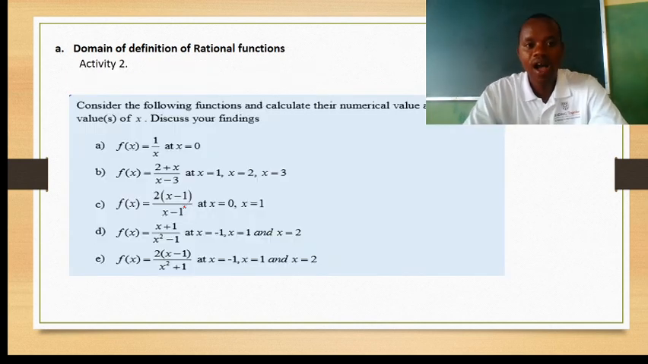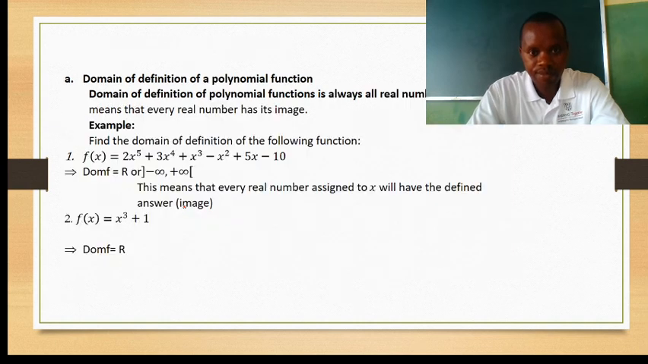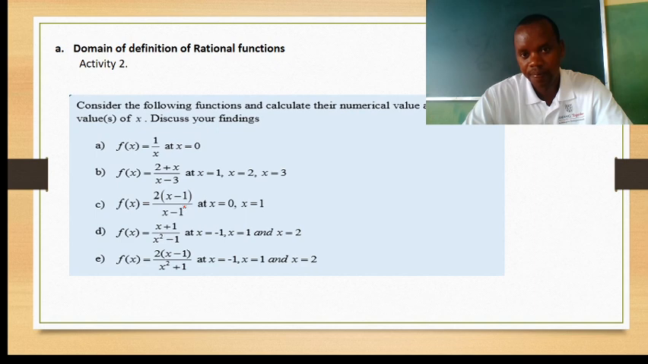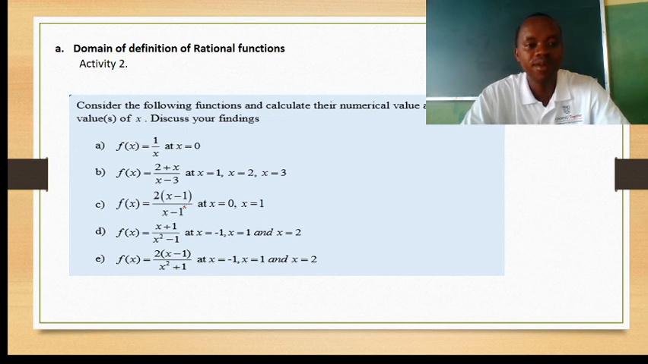Now we have B. The domain of definition of rational functions. We have an activity here. Consider the following functions and calculate their numerical value at the given value of x. Then, after getting that value, you think critically. You think about those answers that you get.